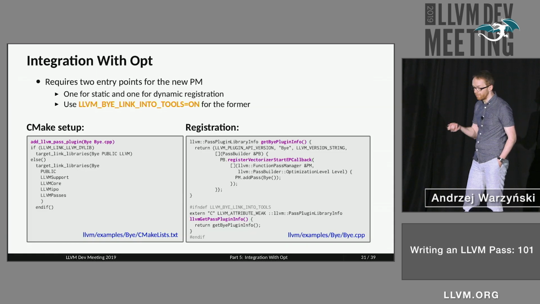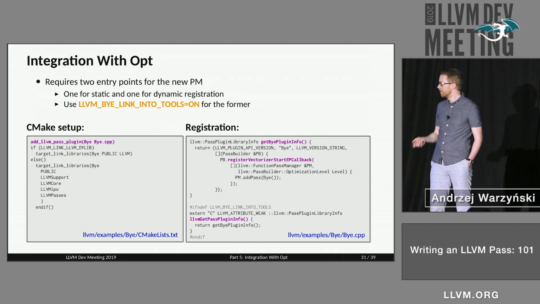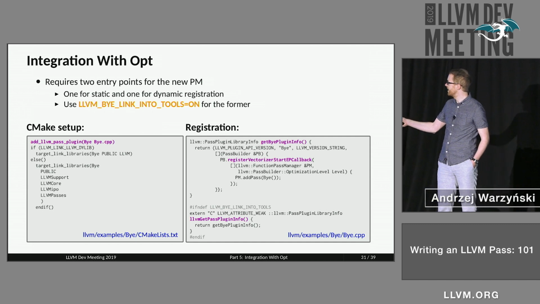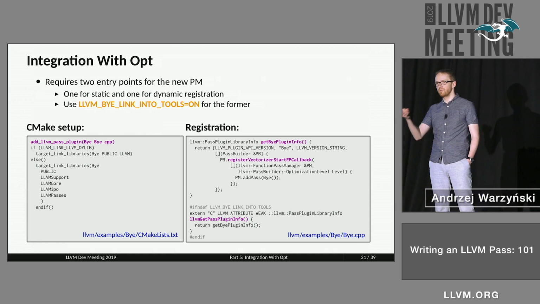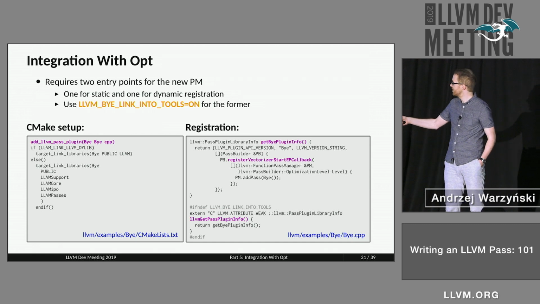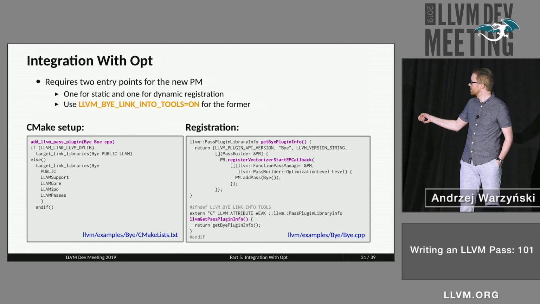In order to use it, once that patch lands in LLVM, fingers crossed it does, when you build stuff, you have to pass an extra CMake flag. In this case, it's LLVM_BYE_LINK_INTO_TOOLS. Bye is the example pass, the transformation pass that Serge uploaded with his patch, as opposed to Hello, the hello example in LLVM. So you have to specify the name of the pass or plugin that you want to integrate into tools and set it to on.